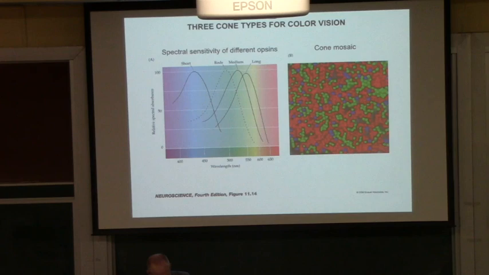So I mentioned before, there are three types of cones, each with a different type of opsin, and the absorbance function of each of those opsins across the visible light spectrum is different, ranging from short to long wavelengths, and it's the ratios of activations between these different opsins that is the basis of color vision. And we won't talk any more about color vision, which is obviously a major topic in vision, but not enough time to talk about it in two lectures.